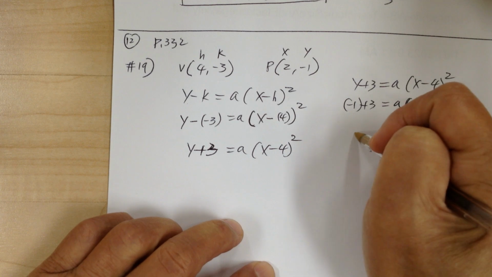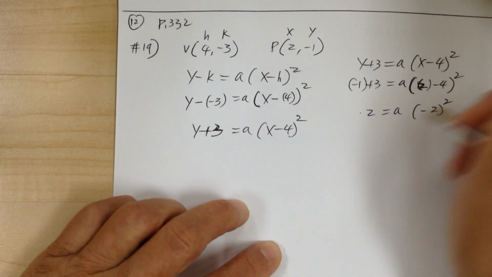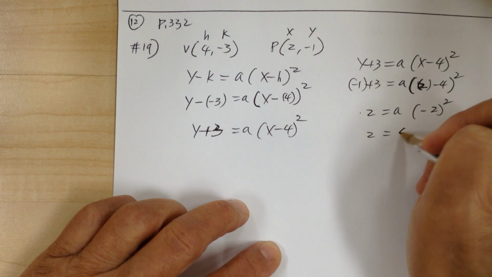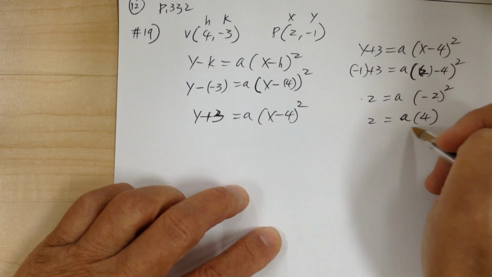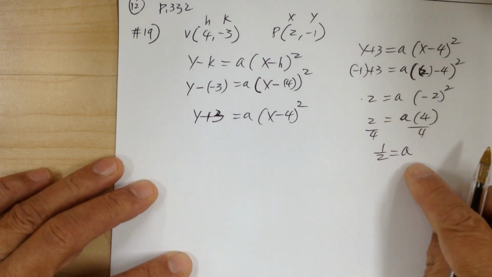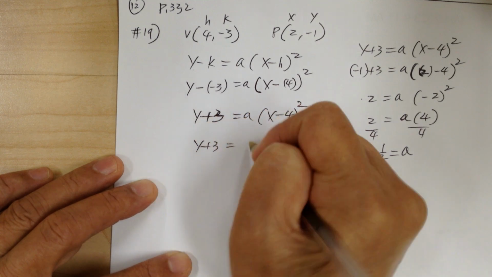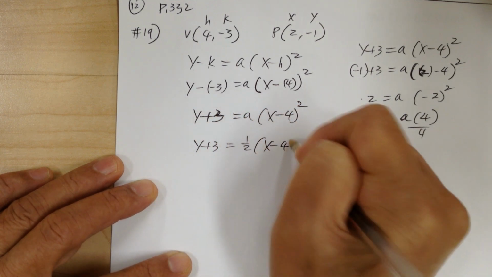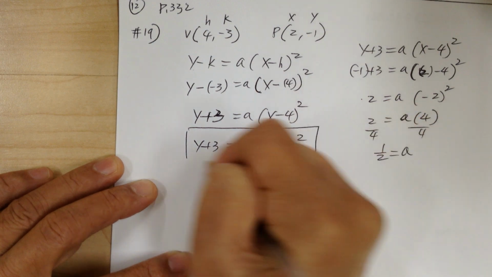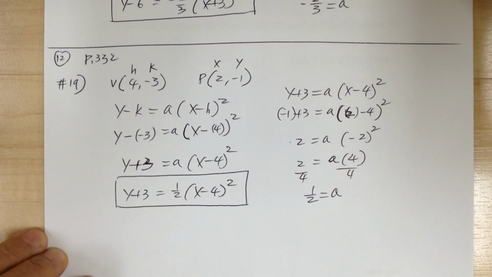Okay, so you're going to get 2 equal to a times negative 2 squared. So 2 equal to a times 4, divide by 4, divide by 4. So a equal to 1/2. So once you find a equal to 1/2, go back over here. Okay, and that's it. Okay, let's go to the next one.